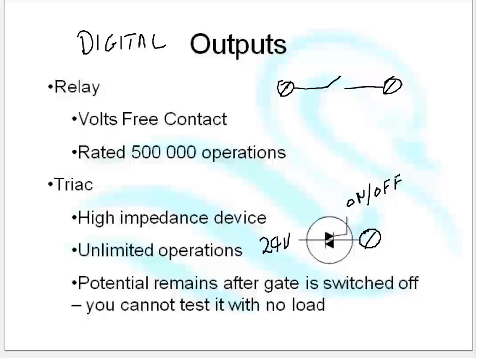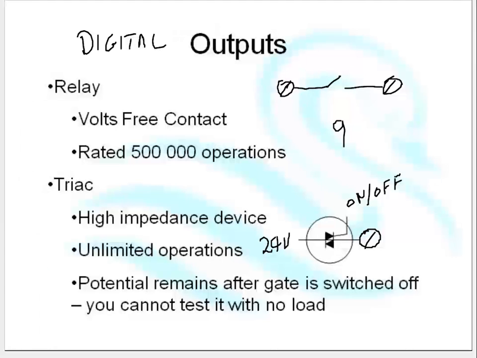Now, when we're talking about digital outputs, if we're going to be digitally outputting to pulse width modulation, so we're switching on and off twice a second, what would be the better option? A volts-free relay contact or a triac output? Okay, let me tell you, the volts-free contact will last 500,000 operations, twice a second.